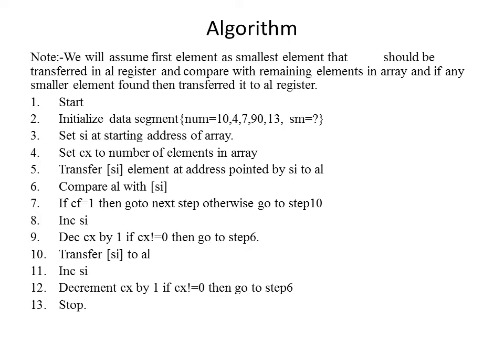And if the AL content is not smaller than the content stored at SI, then we have to transfer that element stored at the address pointed by SI to AL, and then increment SI, decrement CX. If CX is not 0, then again we have to compare the next element with AL. So the algorithm, you can see: the CX register is set to the number of elements, transfer the element at the address pointed by SI to AL.